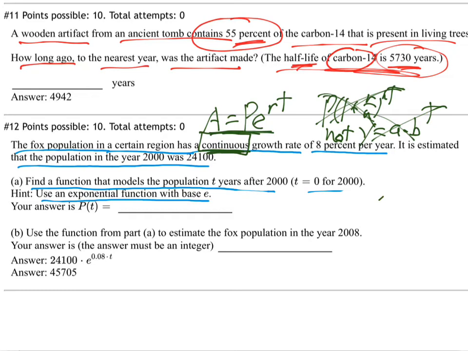You've got to have the e. That's the hint they're giving you: the function with base e. You've got to use that, not any other formulas. Okay, so how do we use the PERT formula?